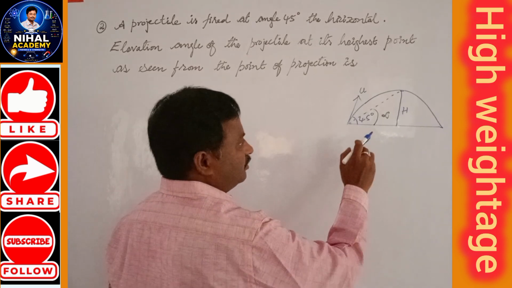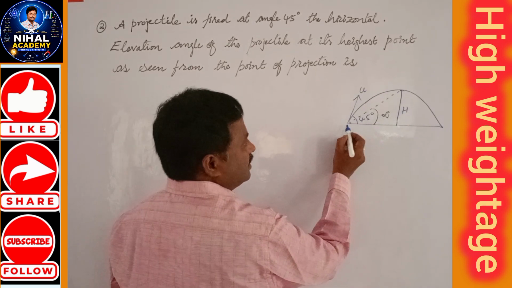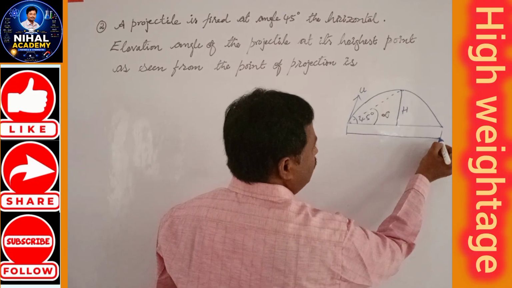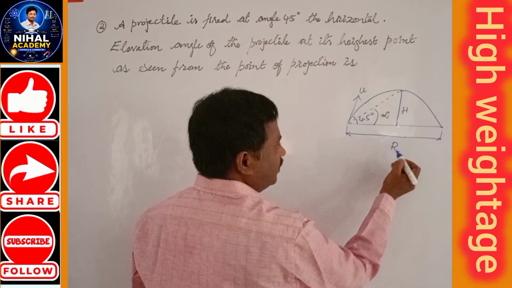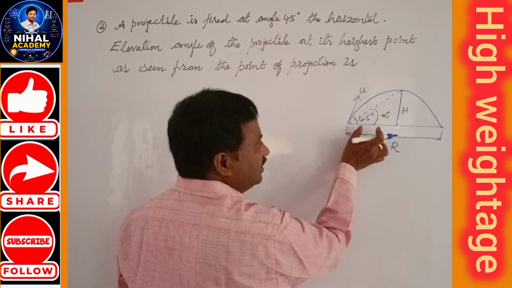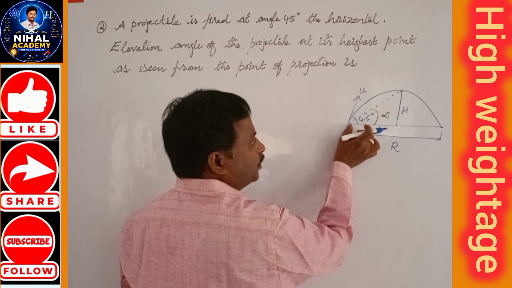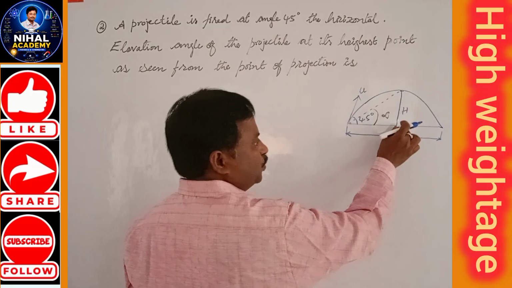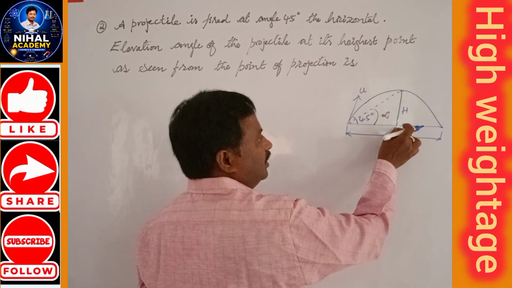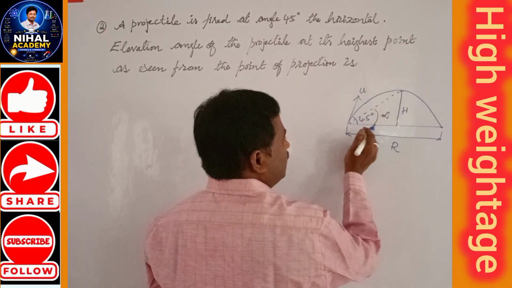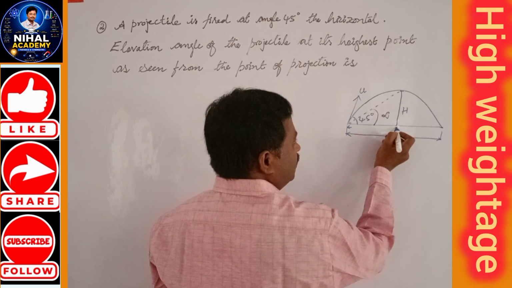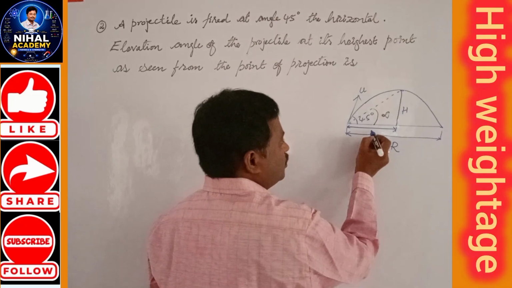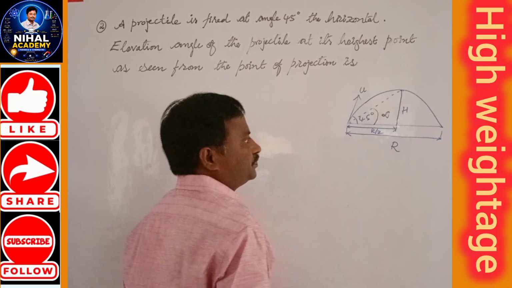As per the trigonometric functions, the total path traveled is the range, we'll call it R. But we have to take the distance from the point of projection to the maximum highest point, that is the maximum height h. From the point of projection to this point, the horizontal distance is equal to half of the range, that is R by 2.